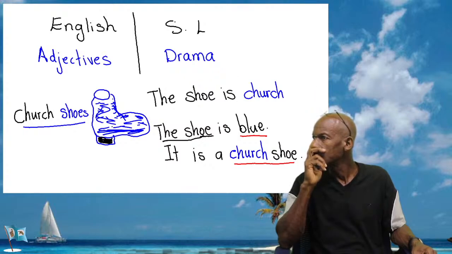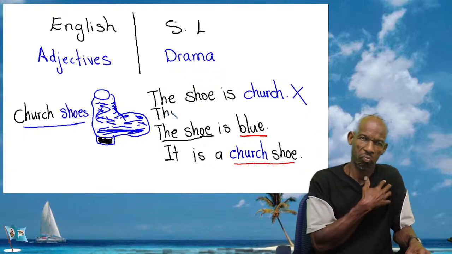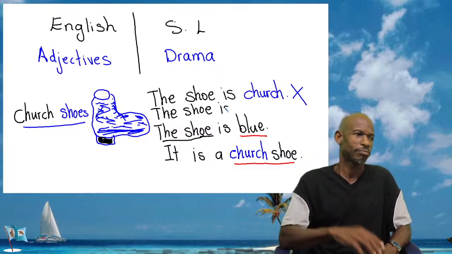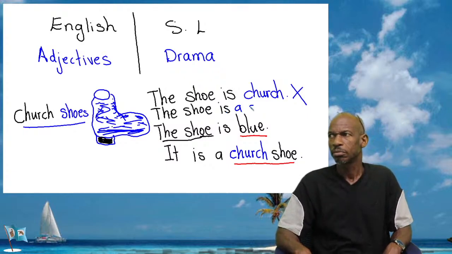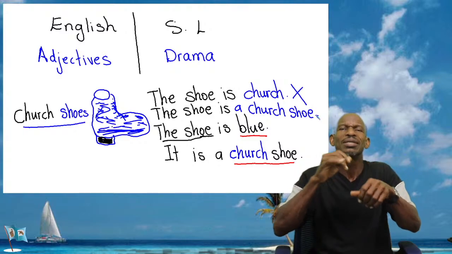So let me fix that again. I cannot say the shoe is church. If I say the shoe is church, this is wrong. I cannot say the shoe is church. I have to say, and I'm going to write it underneath here, the shoe is a church shoe. So I have to say church shoe. I cannot just put church by itself.